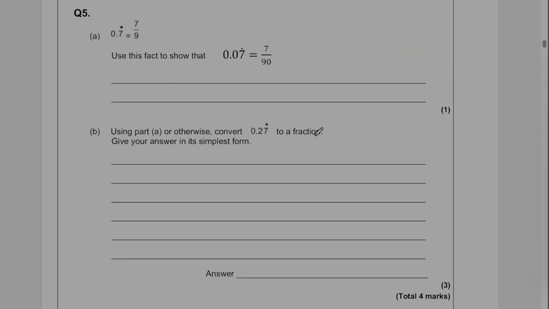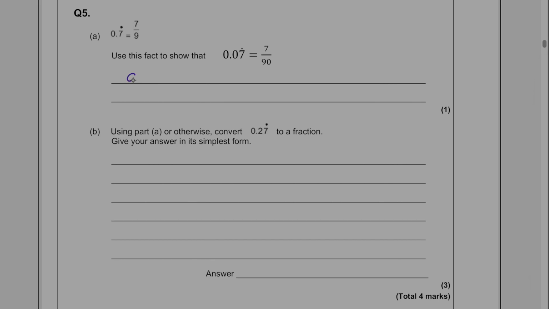Okay, question 5. If you got the very first version of this paper, this question was actually written wrong. So when I downloaded it, I lost a 0 here. So this is kind of the second version. If you got that, just bear in mind that it should have been 0.07 reoccurring. So 0.7 reoccurring is equal to 7 over 9. Use this fact to show that.